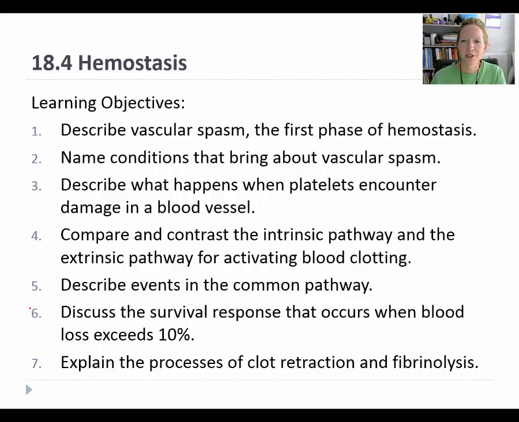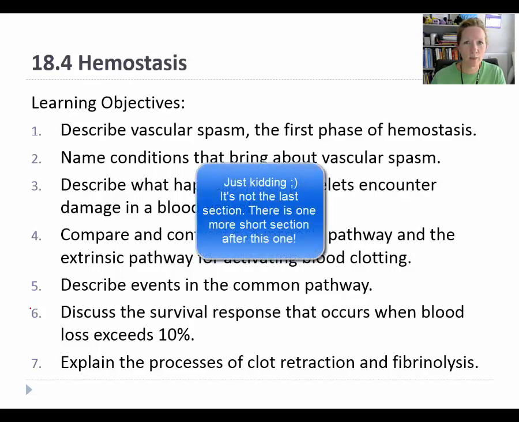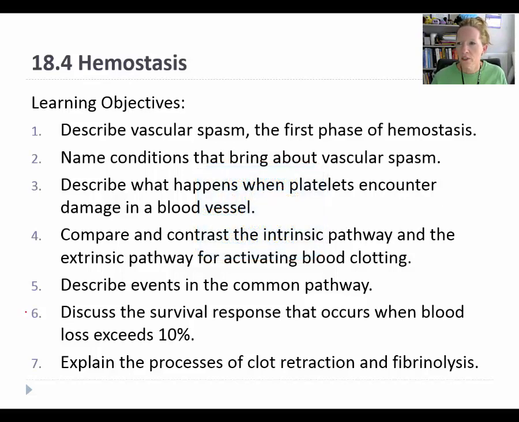Hi everyone. Let's go ahead and take a look at the very last section of chapter 18, and this is going to be section 4, and it's called hemostasis. And this section is going to be broken up into a couple of different parts. So the first thing I'm going to do is introduce you to hemostasis and the 3 phases and some background information that I want you to know.